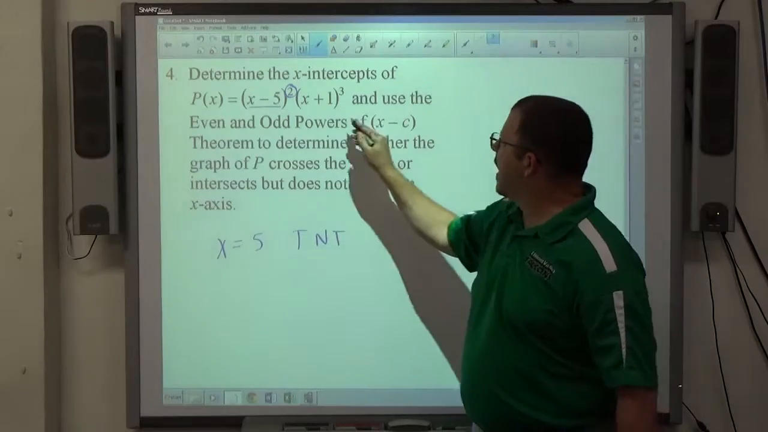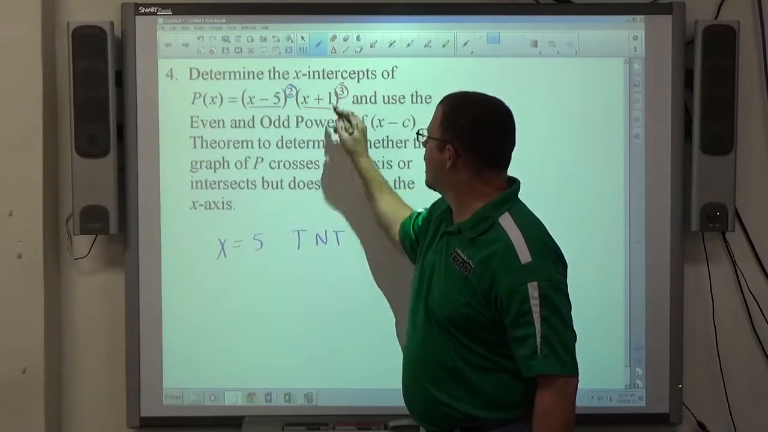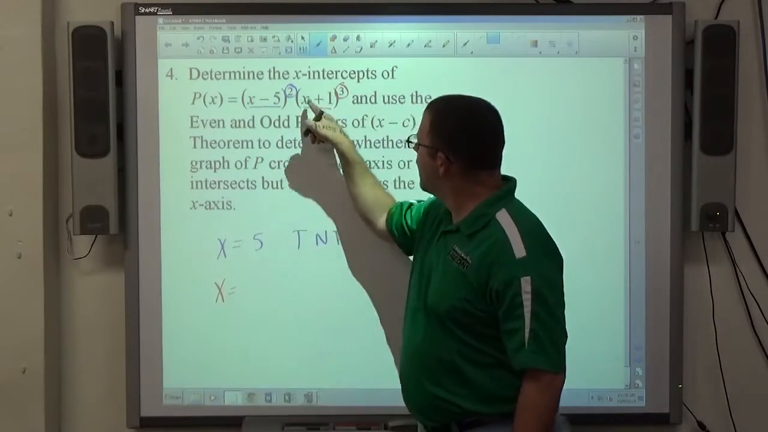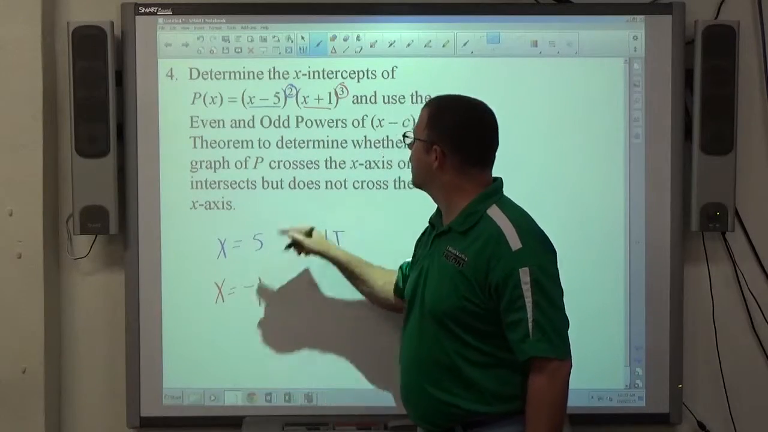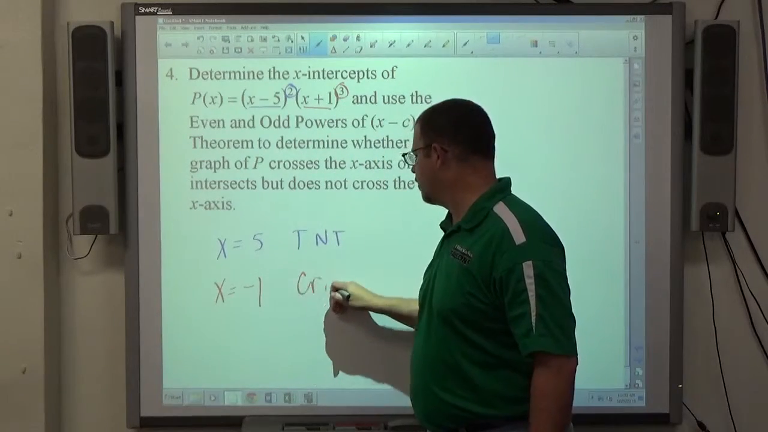And then the other factors, x plus 1 is being raised to the third power. Negative 1 plus 1 is 0, so x equals negative 1. This is an odd power, so it's going to cross.